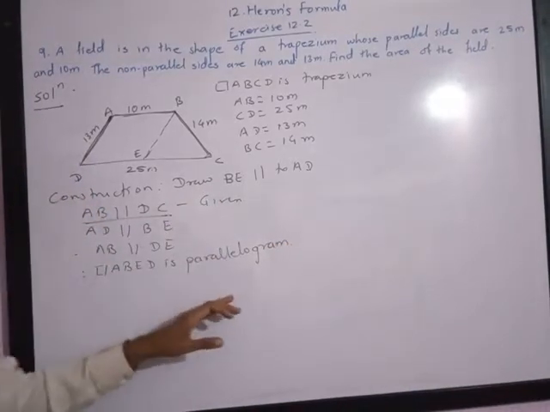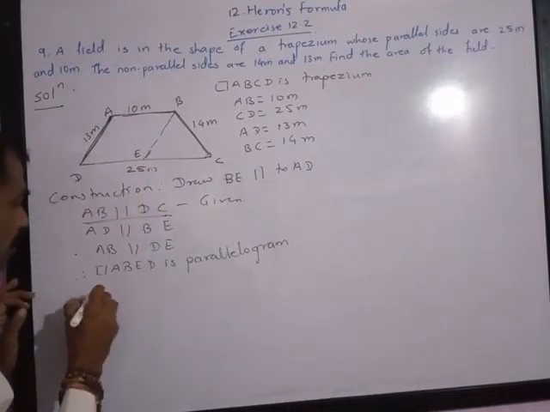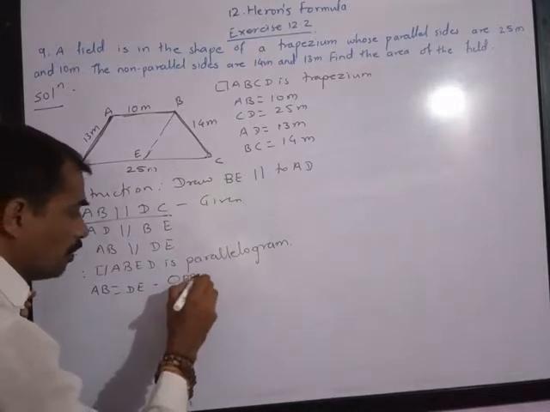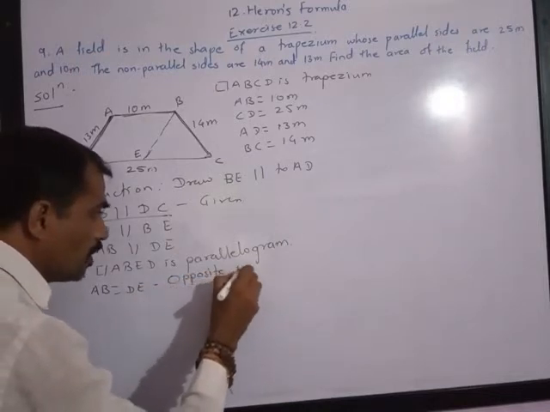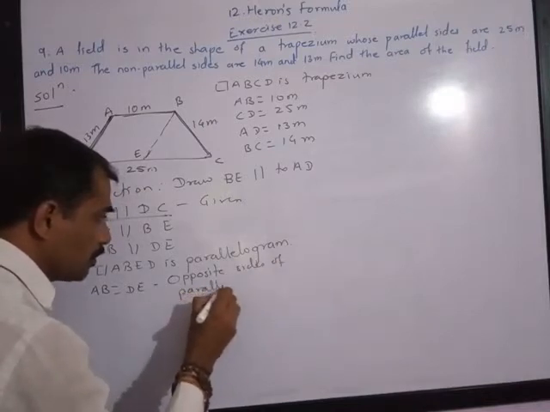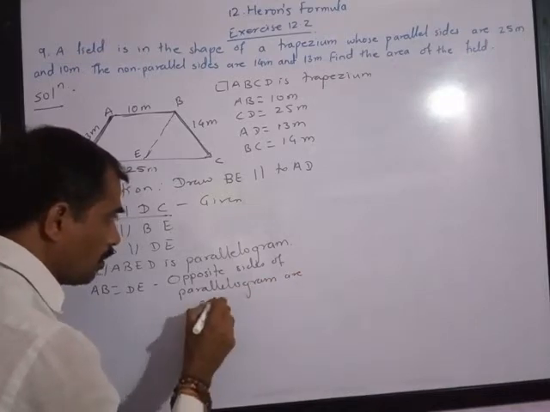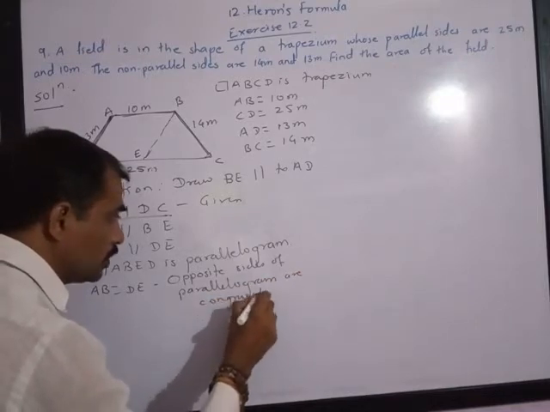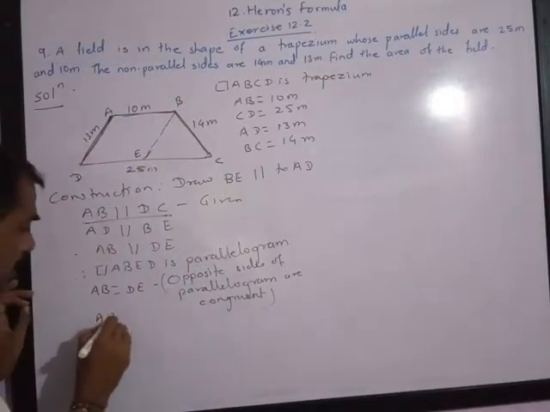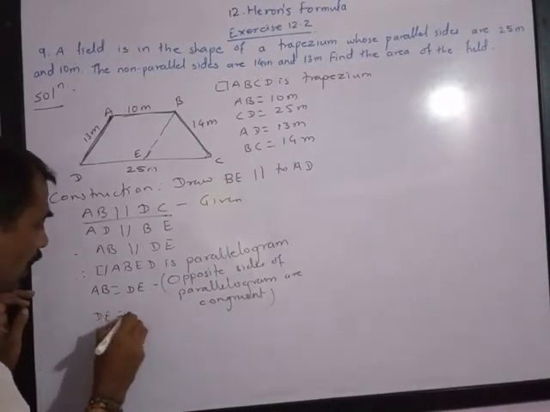And opposite sides of a parallelogram are congruent. It means AB is equal to DE. The reason is: opposite sides of a parallelogram are congruent. It means if AB is 10, this is given, it means DE is also equal to 10.